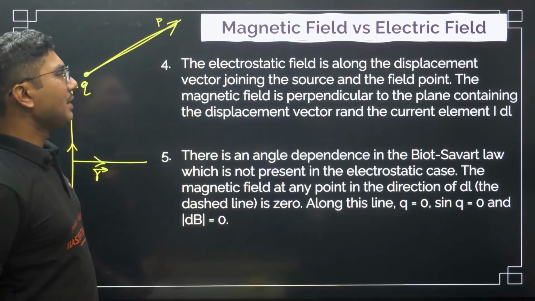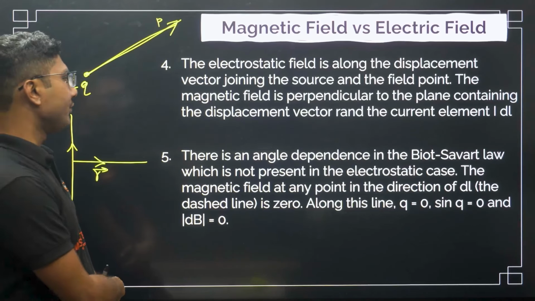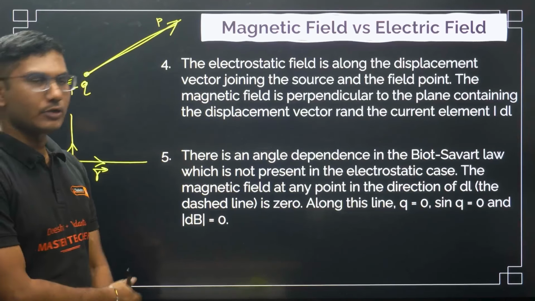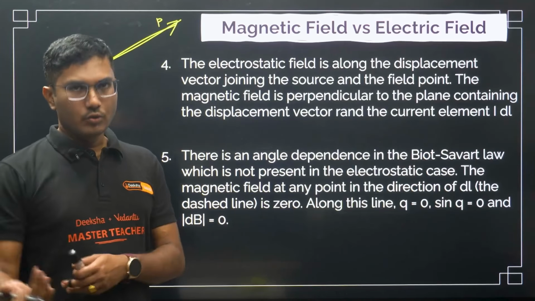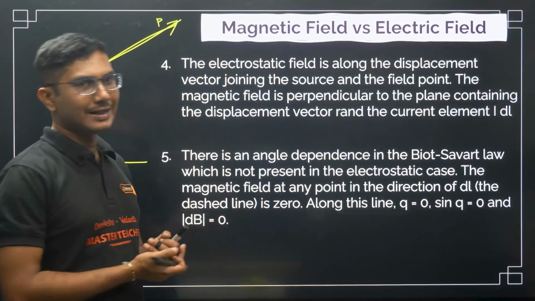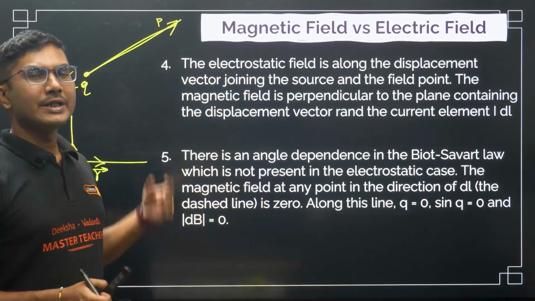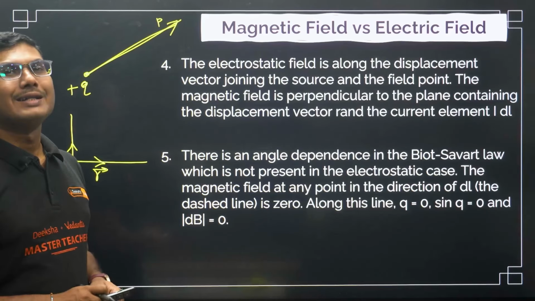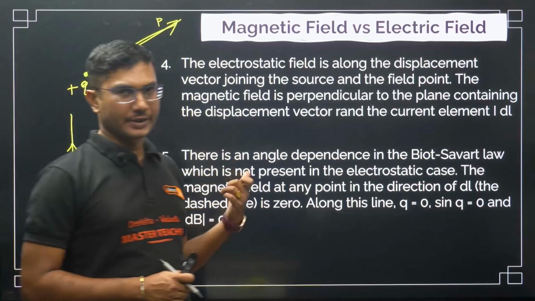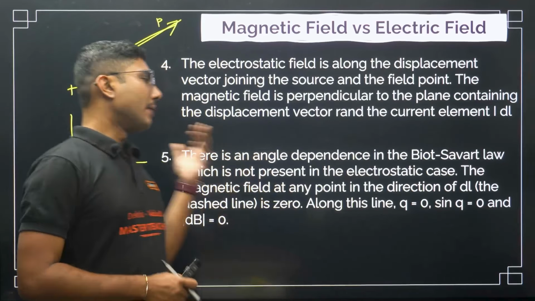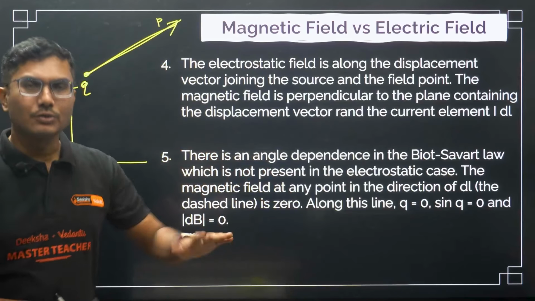There is an angle dependence in the Biot-Savart law which is not present in the electrostatic case. If you take Coulomb's law in vector form and scalar form, and Biot-Savart's law in vector form and scalar form, in the scalar form of Biot-Savart's law there is a sin theta present, Idl sin theta. But in Coulomb's law, there is no such sin theta.